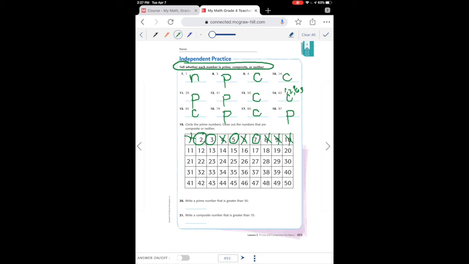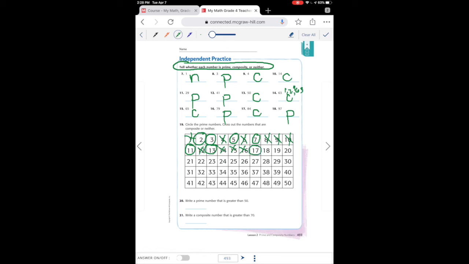Okay, I'm going to go through the next row and just circle and show you which ones are prime or composite. All right, 11 is prime. 12 is composite, 13 is prime, 14, 15, and 16 are all composite.